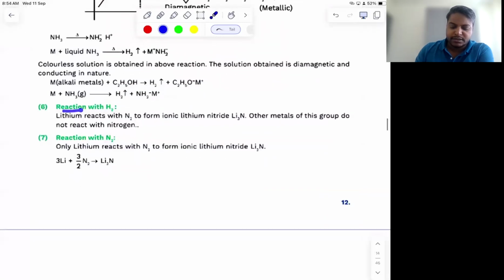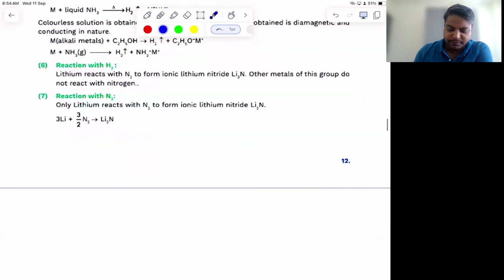Reaction with N2. Lithium reacts with N2 to form ionic lithium nitride. On the other hand, the others will not react with N2. Only lithium reacts with N2 to form it. Sorry, this is repeated.